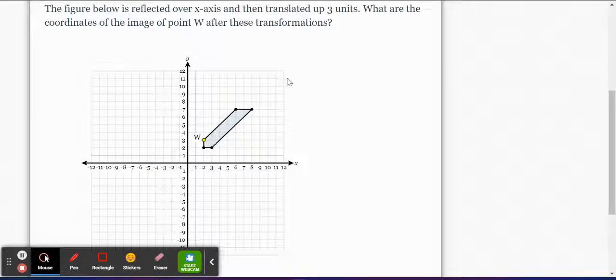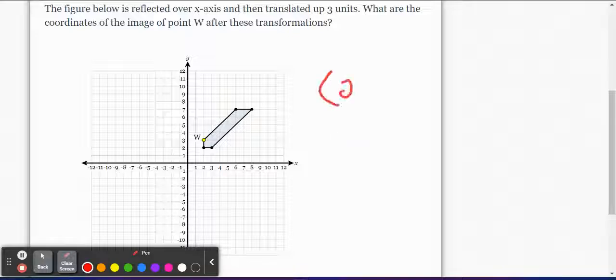So you're probably going to need some scrap paper when you're doing this, just to help you keep track of your thoughts. All right. So this point right here is (2, 3). So I'm going to write that (2, 3). That's my original point on the original figure. Now this is being reflected over the x-axis. So when it's reflected over the x-axis, being flipped down, the y value changes. So that (2, 3) becomes (2, -3).